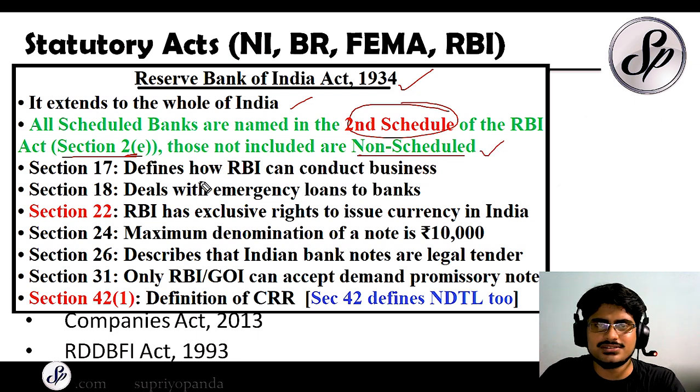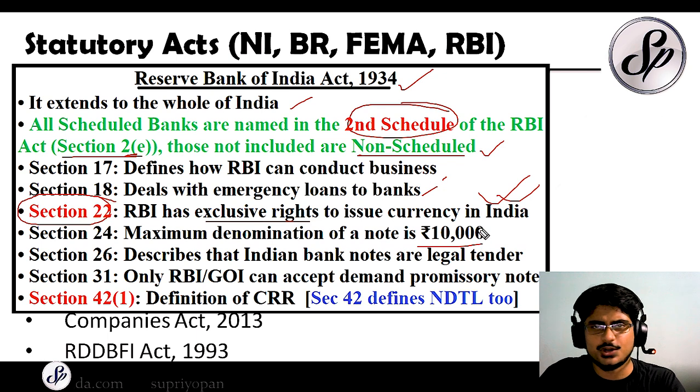Now some important sections. Section 17 defines how RBI can conduct business. Section 18 deals with emergency loans to banks. Now another very important section, section 22 of the RBI Act, says that RBI has exclusive rights to issue currency notes in India. Now this is sometimes asked in questions, so remember that. Section 24 says that the maximum denomination of a note is 10,000 rupees, what we already discussed. Section 26 describes that Indian bank notes are legal tender. So the legal tender definition is there.